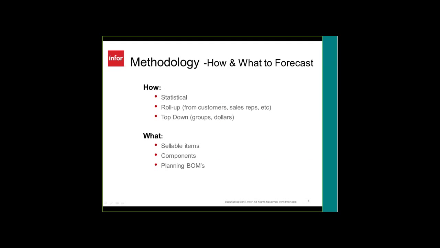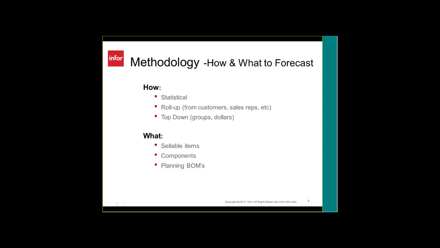First thing to decide in implementing this application for automating your forecasting process is to decide how you want to forecast and what you want to forecast. What I mean by how is there's generally three types of methods that are supported here. One is the statistical approach, and this is where you use a statistical model, an algorithm that looks at historical sales or usage and then predicts the future based on patterns in the past.